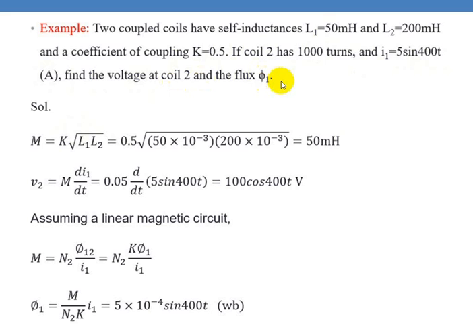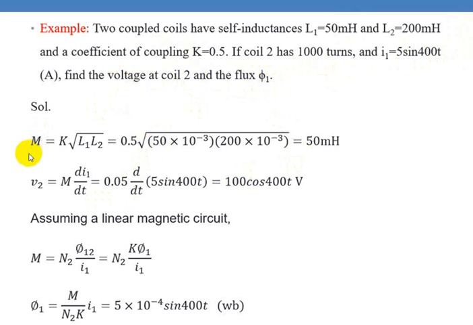I think you have understood this problem. So there are two coupled coils. The self-inductances are given. Coefficient of coupling is also given. And the number of turns in coil 2 is given. And the current flowing in the coil is given as I1 equal to 5 sin 400t. Current is given in time domain. So find the voltage at coil 2 and flux Φ1. So Φ1 is nothing but the total flux produced by coil 1.